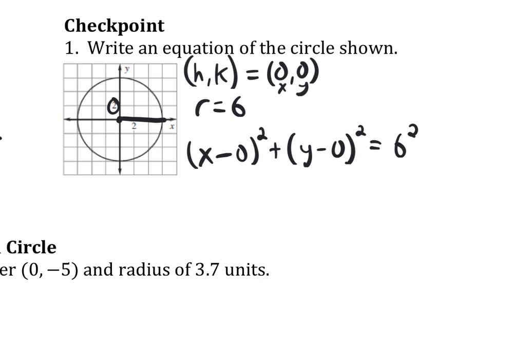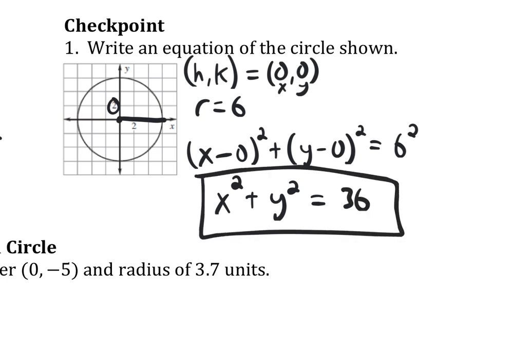Sorry, there's a bell there. So that would be x squared plus y squared equals 36. These are, I would say, more exceptions to the rule. Usually you're going to have something like x minus 2 squared. Just keep that in mind for this here, okay?